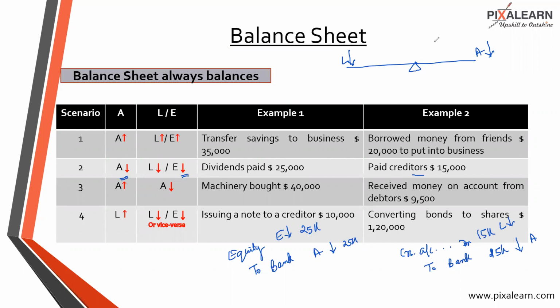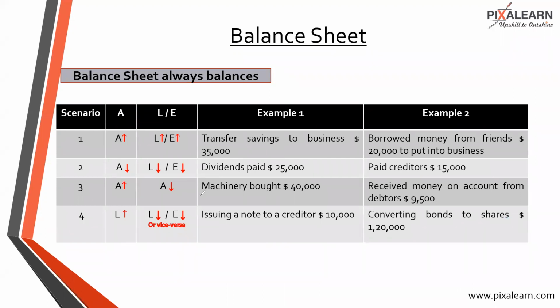Now, this was if I'm looking at the change in the opposite direction. If one goes up, the other has to go up. If one goes down, the other has to go down. What if it's a change on the same side? Look at a situation when I bought one asset and I paid another asset to acquire it.